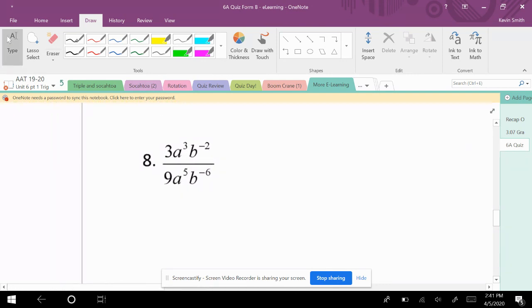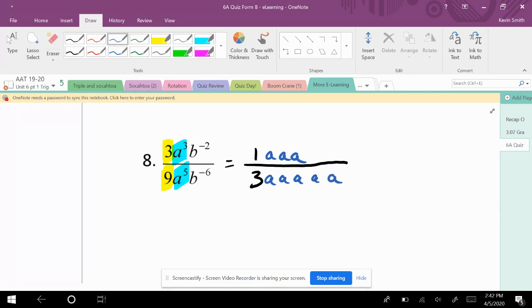Okay, 2 more. For the division problems, I always like to draw out a big denominator. So let's simplify 3 over 9. That's going to be 1 over 3. Let's expand out our a's. So this will give me a, and 1, 2, 3, 4, 5. Let's look at our b's. So this will have to go to the denominator, and then this will have to go to the numerator. So we're going to switch them. So we end up with b to the 6th and b squared here.